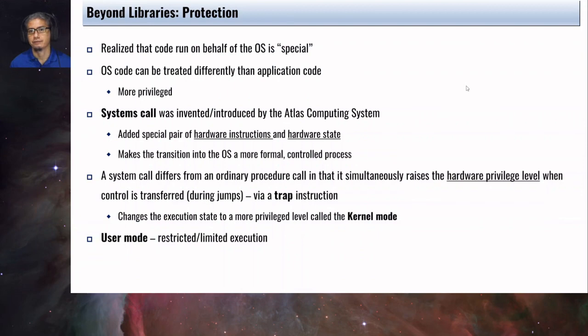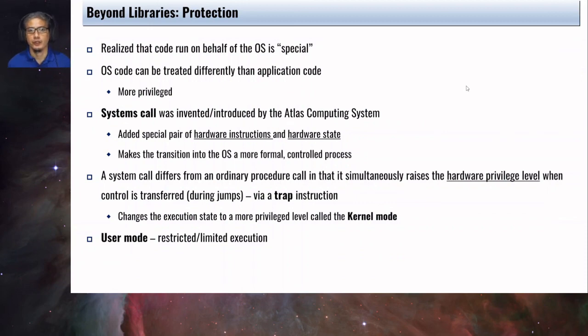computing system. And to accomplish the system call, special hardware was developed, hardware instructions and hardware state. So by introducing these instructions and state, the distinction between the operating system and an ordinary program has become a more formal and controlled process.